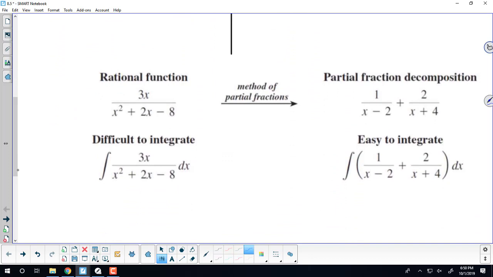So here's an example. We'll talk about the process in a minute. But if we had 3x over x squared plus 2x minus 8, that's difficult to integrate. But through the process of partial fractions, we can take apart that fraction into 1 over x minus 2 plus 2 over x plus 4. And then each one of those is easy to integrate. So what is the antiderivative of 1 over x minus 2? Right, yeah, ln of absolute value of x minus 2, plus 2 times ln of absolute value of x plus 4.